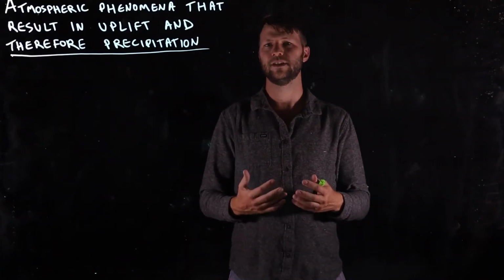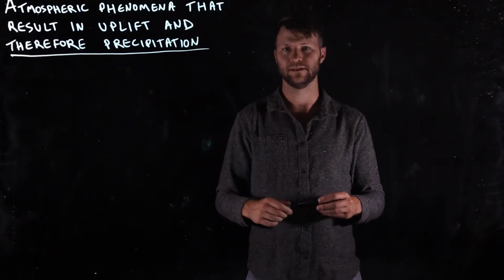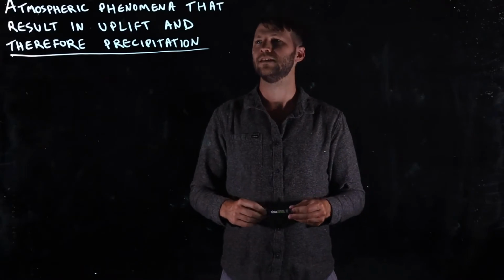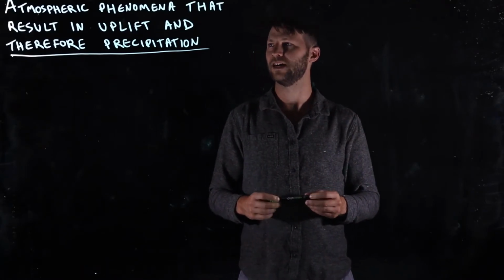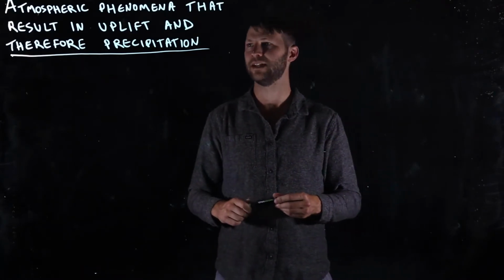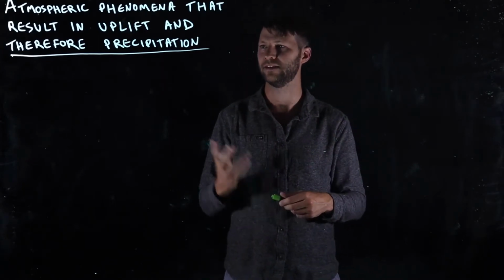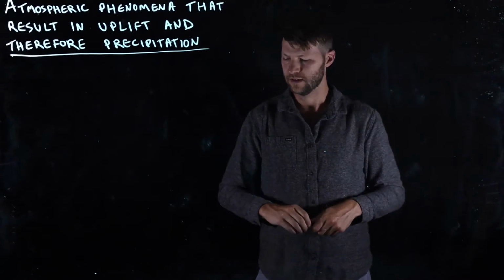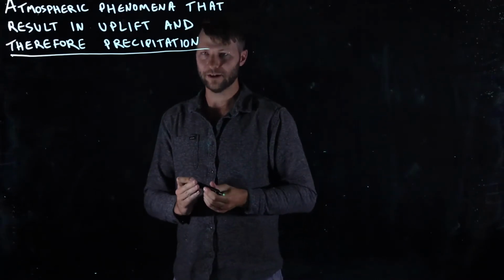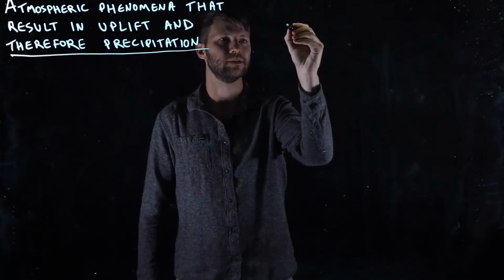We've established the 4 steps in the recipe to create precipitation. What we want to do now is talk about the atmospheric phenomena that actually result in significant uplift of air masses and therefore precipitation. The first one that we're going to talk about is called orographic uplift.